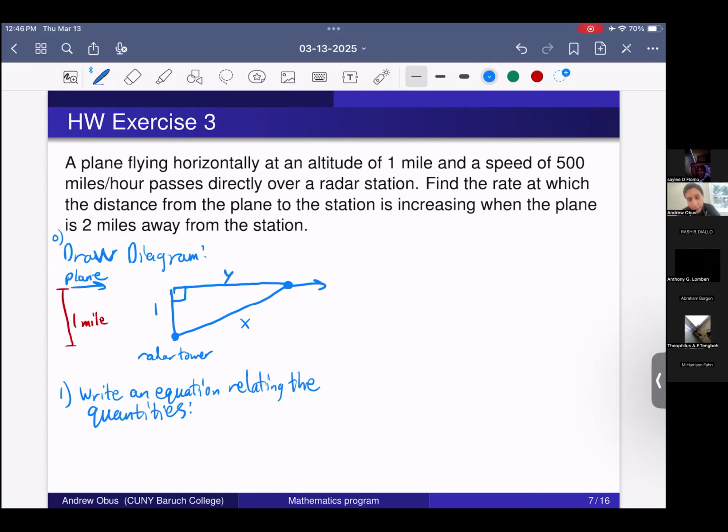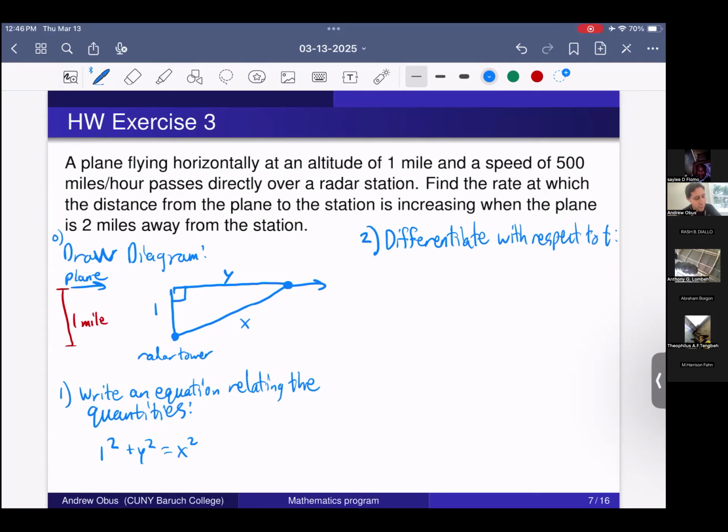Okay, so we have a right triangle, right? So the equation relating the quantities is just Pythagoras' equation. So 1 squared plus y squared equals x squared. So step 2 in a related rates problem is differentiate with respect to t, always with respect to t for time, because we're talking about rates.